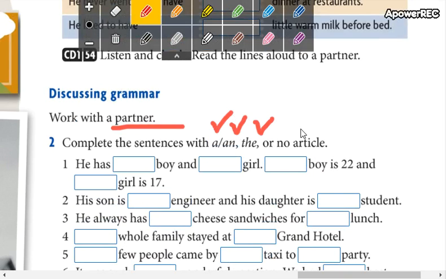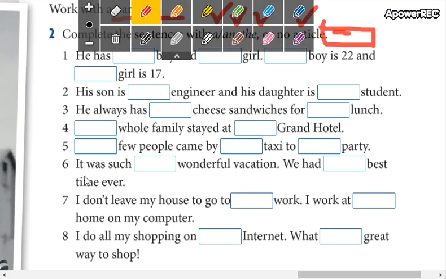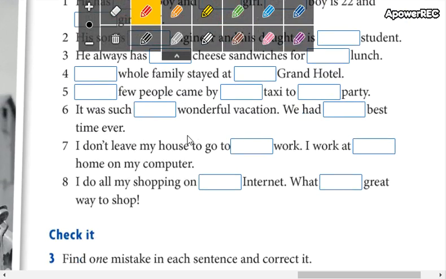You have these options. Remember, if you have no article, it means that you write a line. This, you write this, a line. Okay? I am not going to give you the answers of this part.